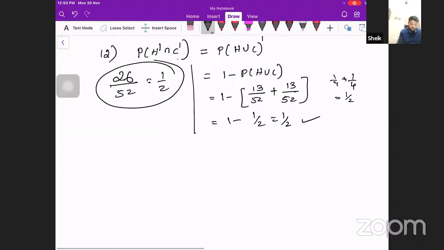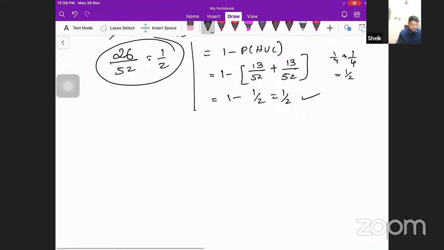This is what school kids do, using the formula. But we are professional students, so our approach should be different. And this approach is possible, my dear.